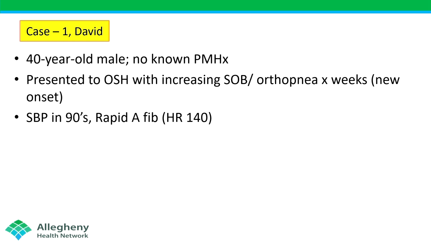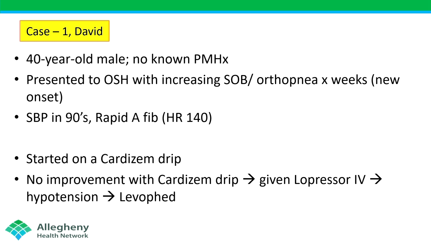Okay. So here's my first patient, David. This is from a few years ago. This is a gentleman with no known past medical history, has URI symptoms, subsequently develops progressive shortness of breath, orthopnea, and presents to an outside hospital with hypotension, rapid AFib, but sitting up, talking to us, not appearing obtunded, cold at that time. He gets started on the customary Cardizem drip.